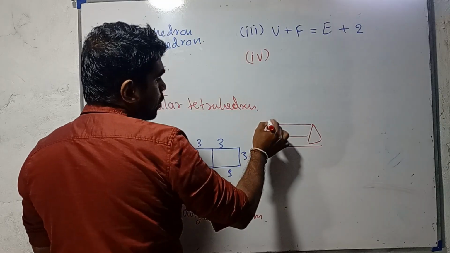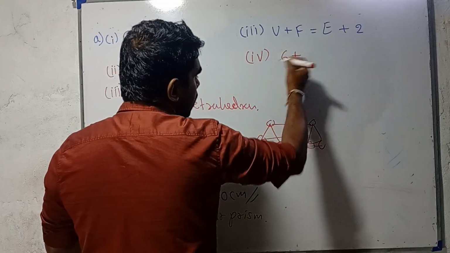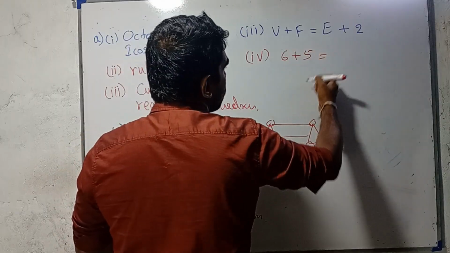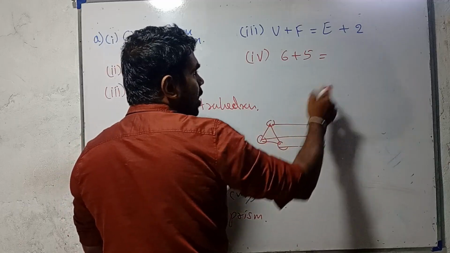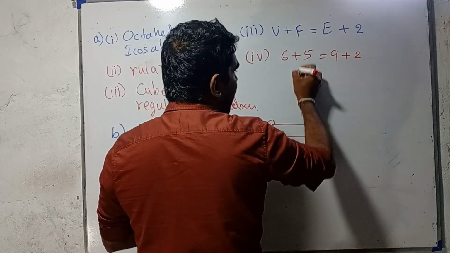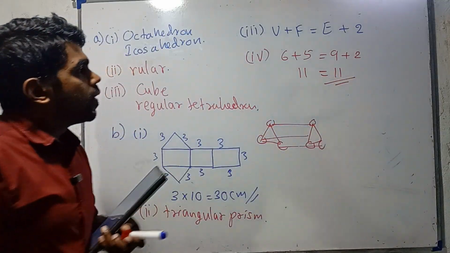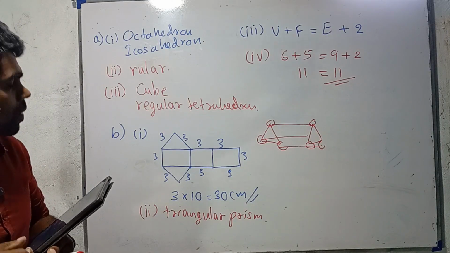We can count 1, 2, 3, 4, 5, 6. There are 6 vertices. Faces, 1, 2, 3, 4, 5, should equal edges, 1, 2, 3, 4, 5, 6, 7, 8, 9, 9 plus 2. We can get that 11 equals 11. Therefore, it satisfies Euler's relationship.